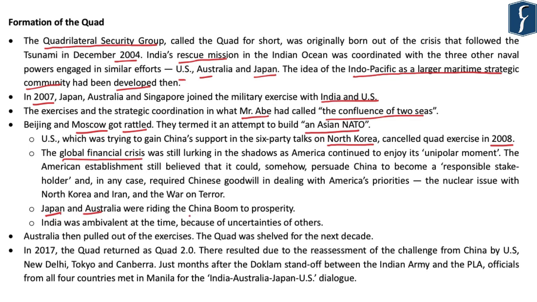Both were riding China's boom to prosperity. And because of the ambivalent nature of these three economies, US, Japan and Australia, India too was ambivalent, meaning India was not sure what to do. Perhaps on the insistence of the US, Australia pulled out of the military exercise. So Australia was not part of the Malabar exercise anymore. And as such, the idea of the Quad was put in cold storage. So the idea started and fell flat pretty soon.